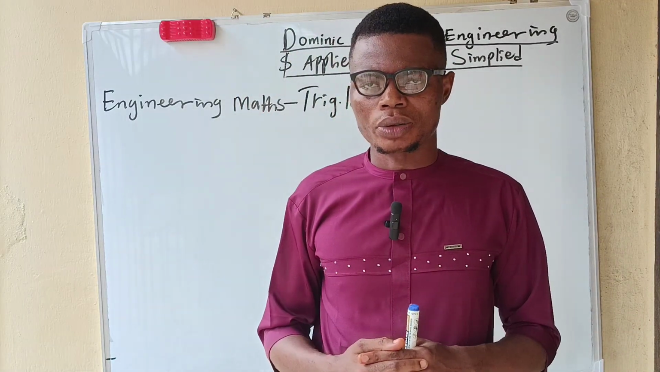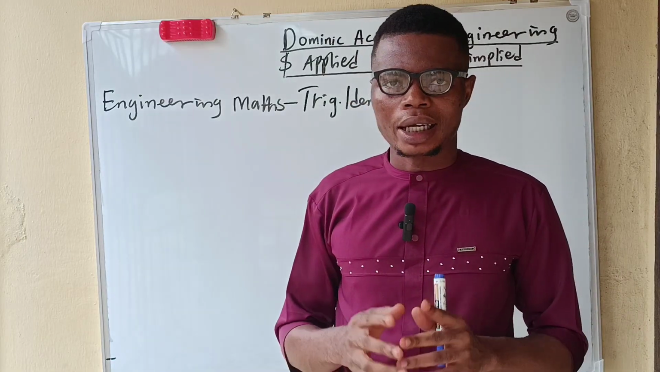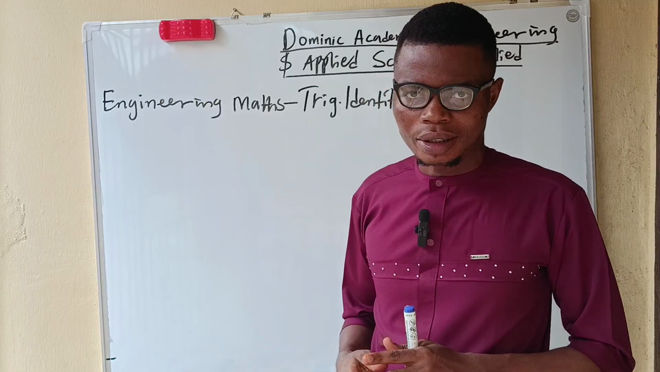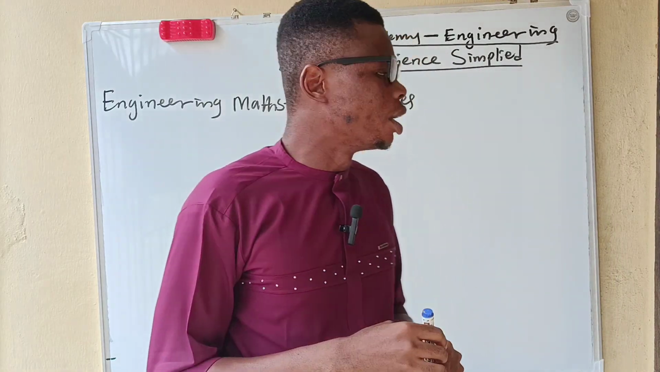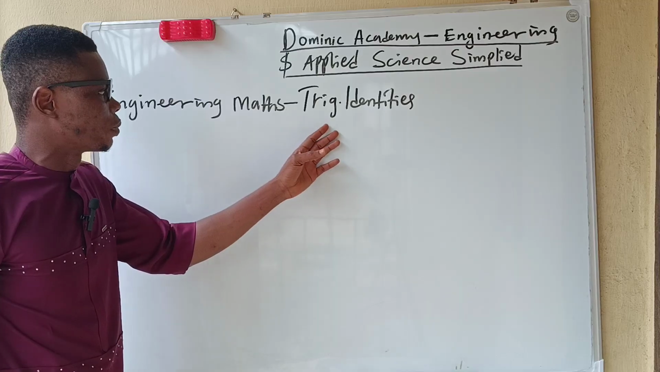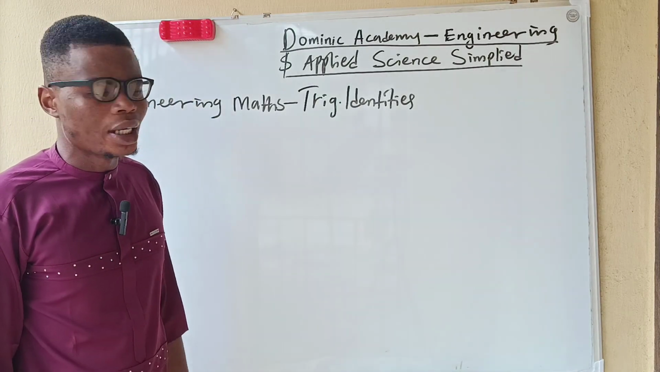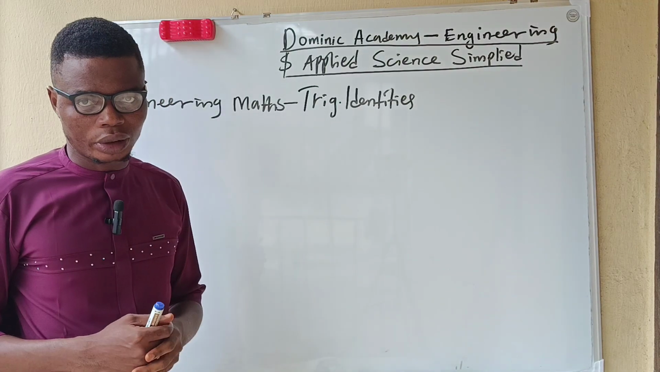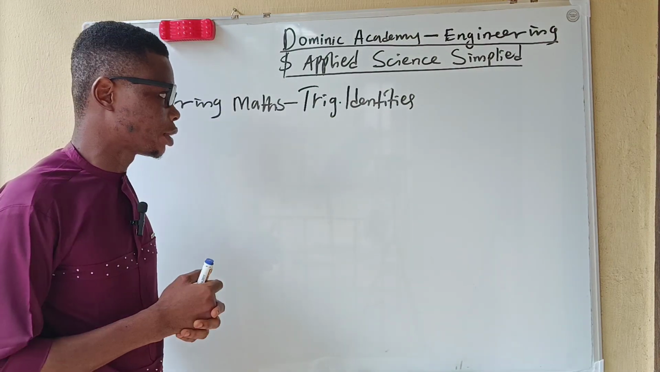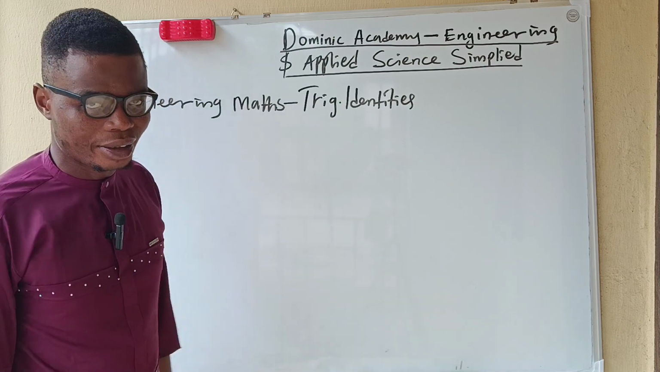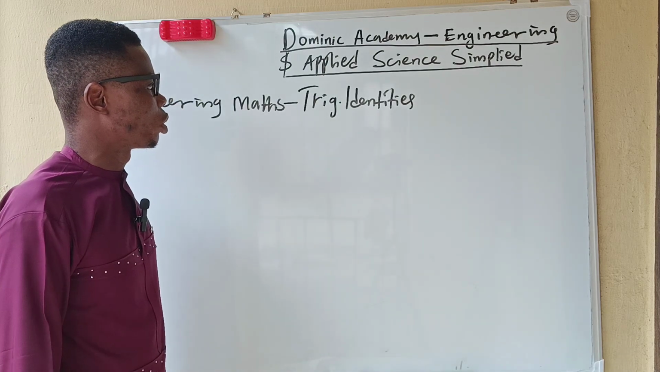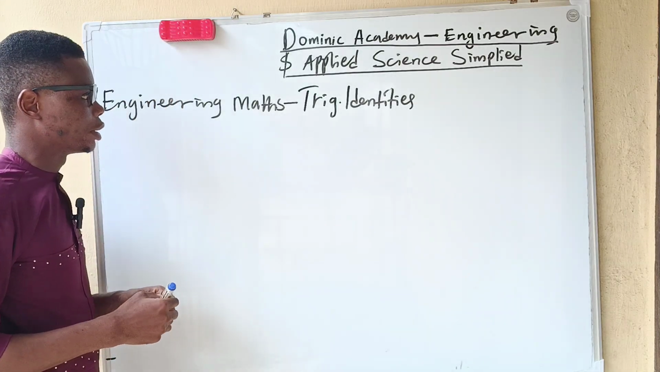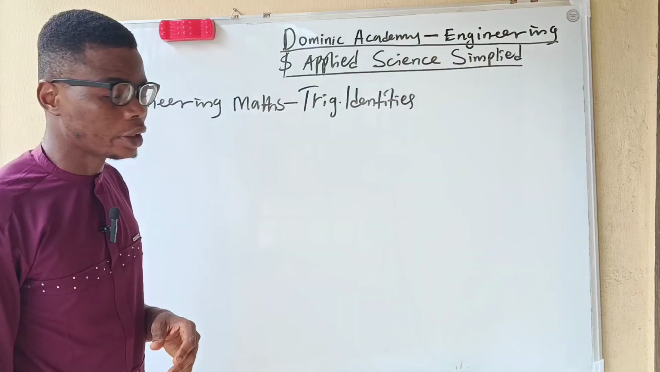In today's class, we want to look at engineering mathematics, and the topic that we want to look at is trigonometry identities. So let's see. What is the meaning of trigonometry identities? These are identities that relate the trigonometry functions like the sine, the cosine, the tangent, and so on. So in this case, let's look at some of the identities that you know already.